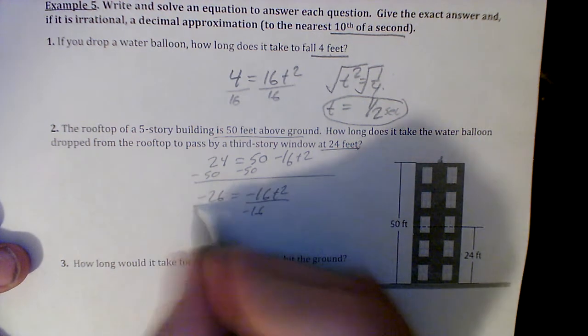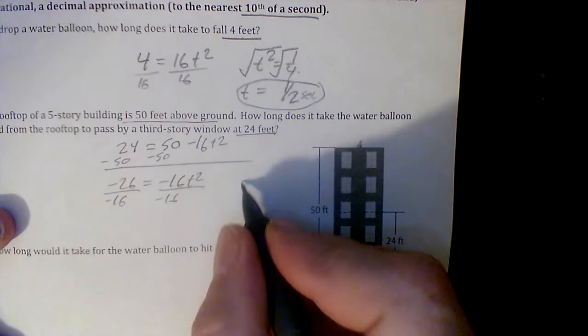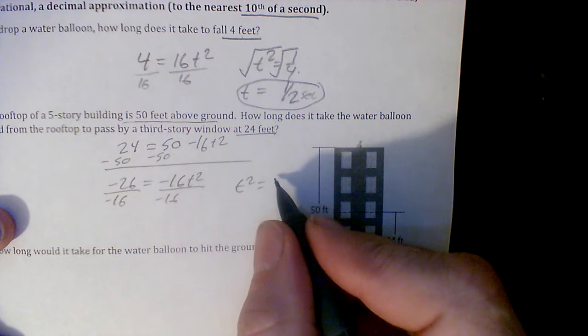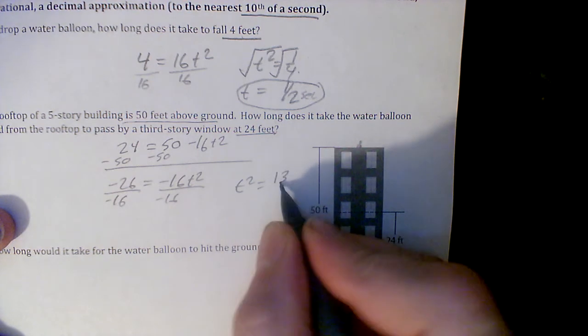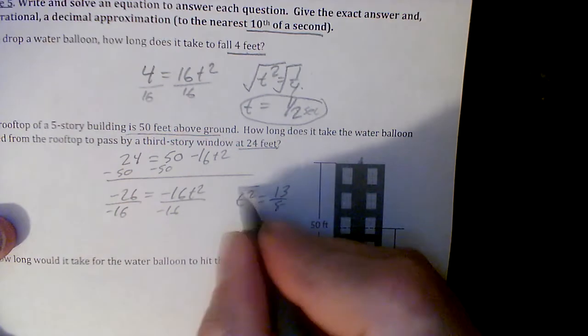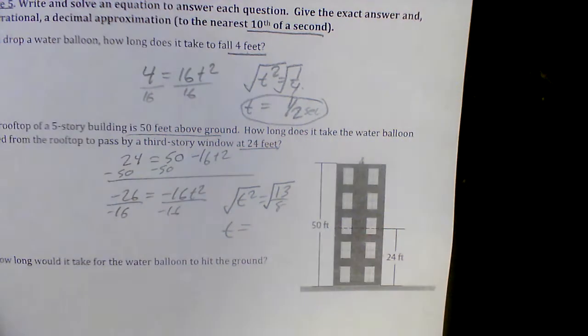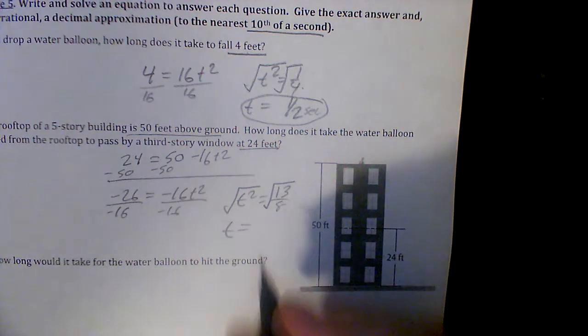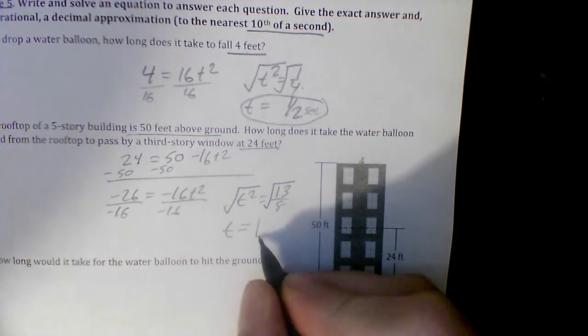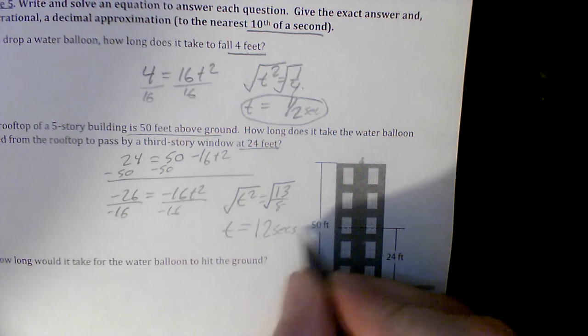Divide by negative 16, divide by negative 16. And I've got t squared equals positive 13/8. Now if we take the square root of that, we get t equals, and I'm going to try that on my calculator. 13 divided by 8, and then the square root of that. It looks to be about 1.2. I could be off, but I think it's about 1.2 seconds.